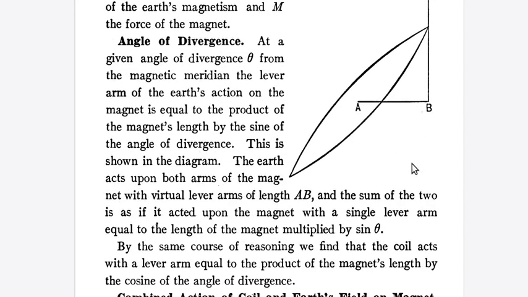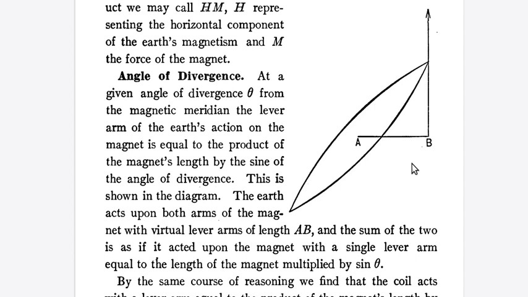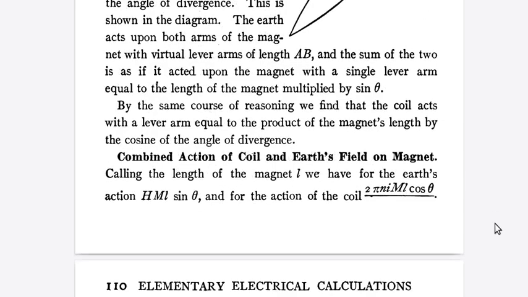Angle of divergence. At a given angle of divergence, theta, from the magnetic meridian, the lever arm of the Earth's action on the magnet is equal to the product of the magnet's length by the sine of the angle of divergence. This is shown in the diagram. The Earth acts upon both arms of the magnet with virtual lever arms of length AB, and the sum of the two is as if it acted upon the magnet with a single lever arm equal to the length of the magnet multiplied by sine theta. By the same course of reasoning, we find that the coil acts with a lever arm equal to the product of the magnet's length by the cosine of the angle of divergence.